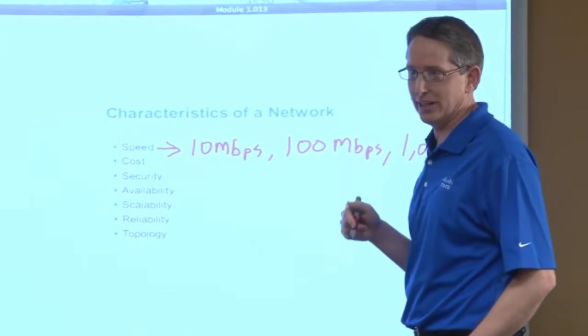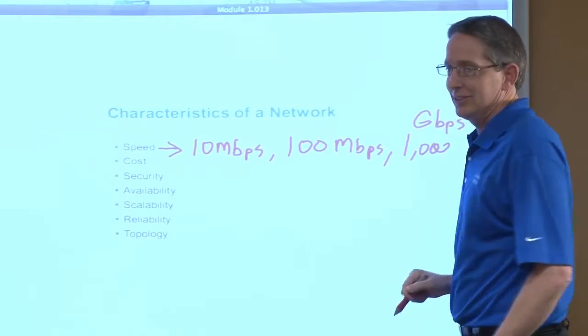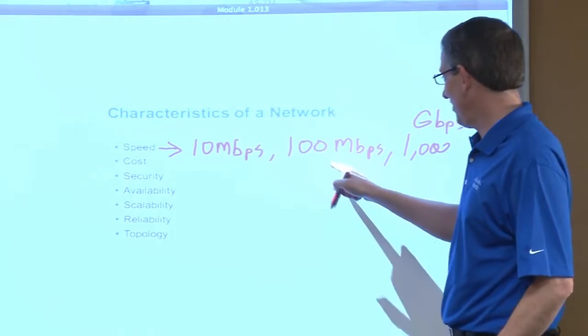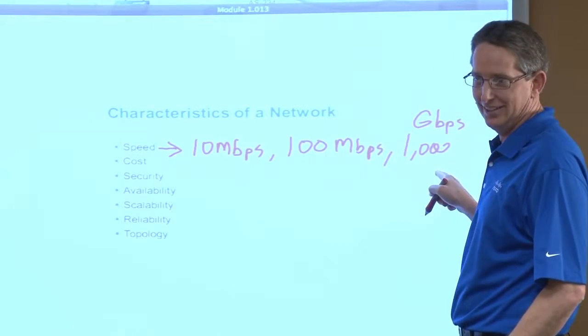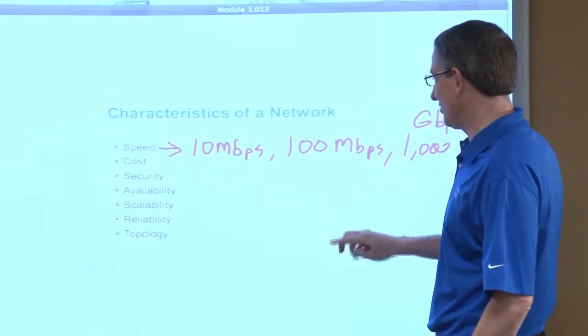Then, of course, that wasn't fast enough, so we went to what? 1,000 megabits per second, and they call that? A gig. They call that a gig. So gigabps. So Ethernet, fast Ethernet, gigabit Ethernet. And it doesn't stop there. They got 40 gig and all other kinds of stuff coming out. But that's as far as speed goes.